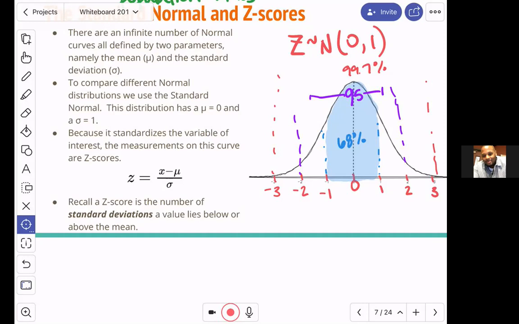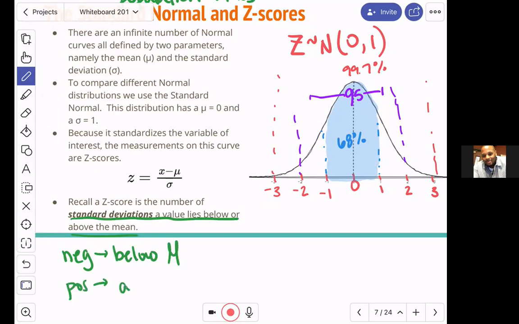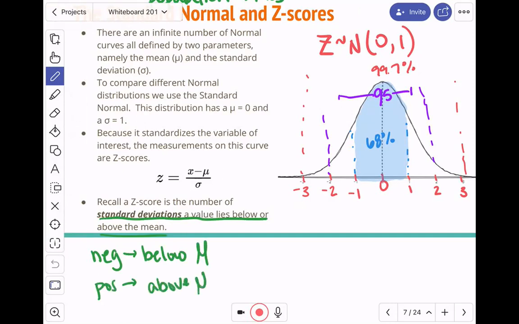Z-scores measure the number of standard deviations a value lies below or above the mean. If the value is negative, we are below the mean. If a value is positive, we are above mu. The variable z is equal to x minus mu divided by sigma. The x is going to tell you where you fall on the curve. You subtract the mean and you divide by sigma. That's going to standardize it for us, all right?